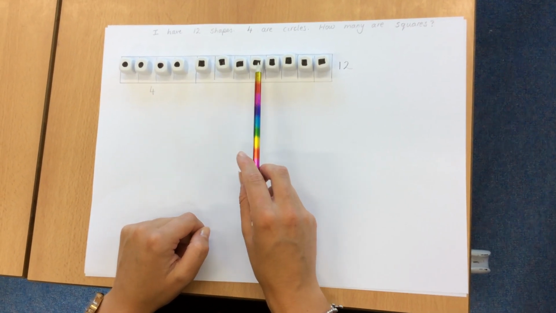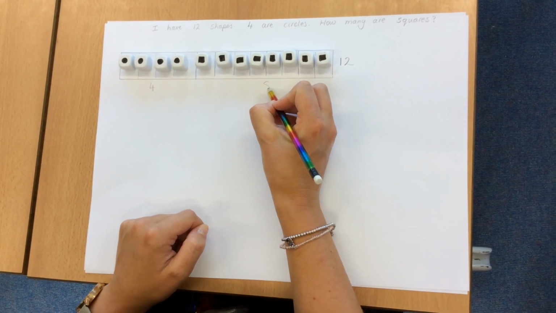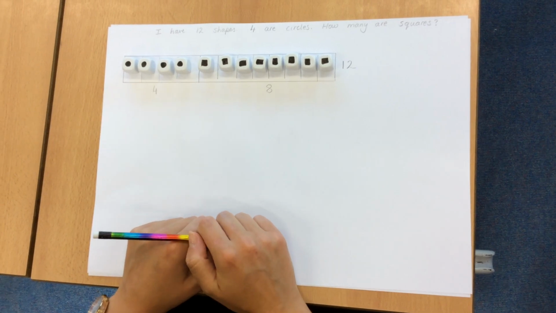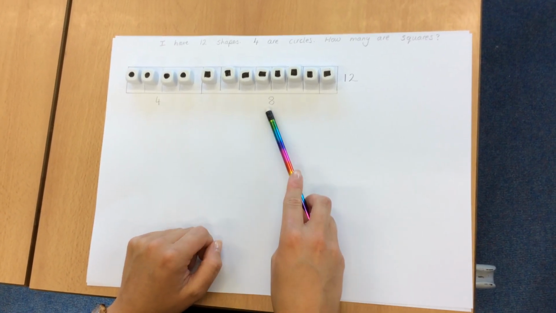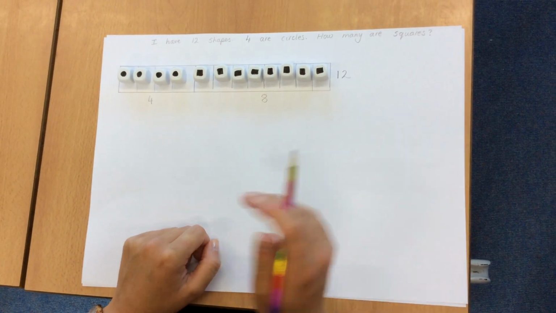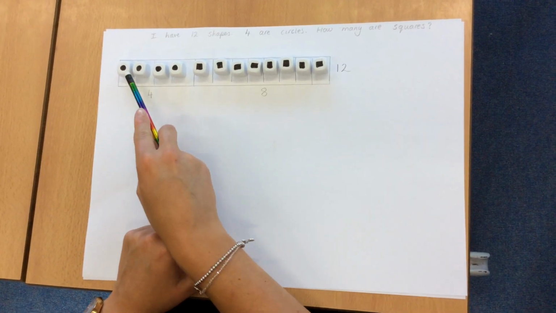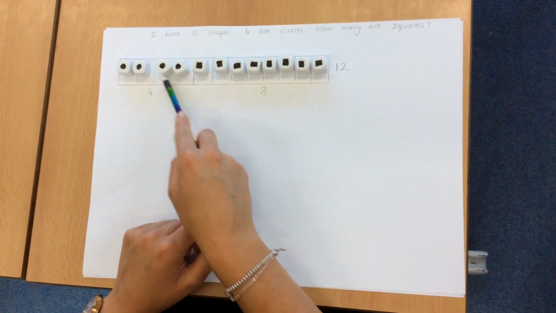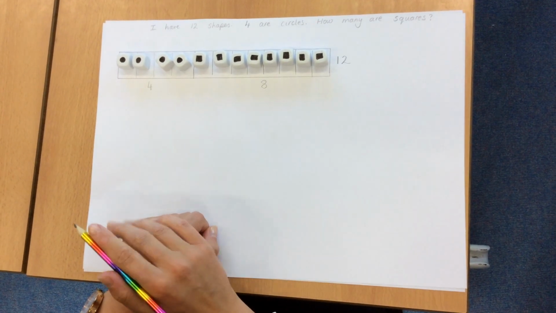1, 2, 3, 4, 5, 6, 7, 8. Now how could I check that 8 is my missing part? What could I do with these 2 numbers to check that my whole is 12? Well, I could add them all together. So I'm going to add them all up to make sure I get to 12. 1, 2, 3, 4, 5, 6, 7, 8, 9, 10, 11, 12.